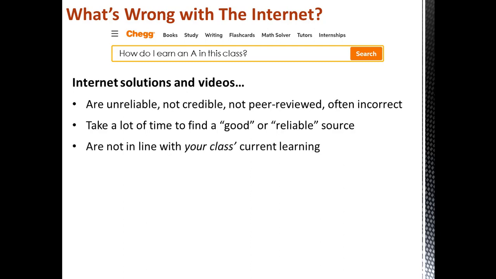Very importantly, the internet stuff is not in tune with what you are currently learning. So for example, let's say you're learning gas laws, and so you ask a balloon problem. You're going to find stuff online that relates to party planning and maybe even hardcore physics, okay? Stuff that's often not related to what you are specifically doing. And therefore that makes it not relevant, and more importantly, it doesn't emphasize what your instructor thinks is important.